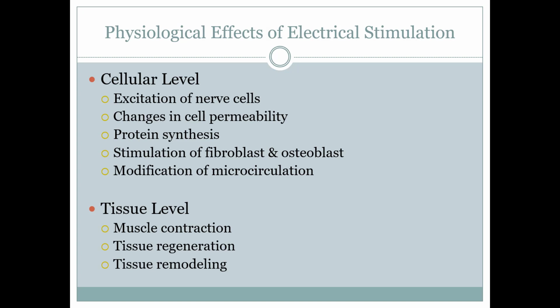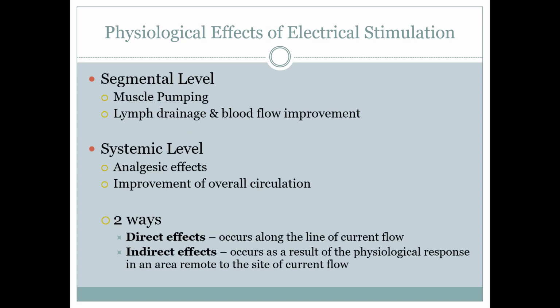At a tissue level, the application of electrical stimulation results in frequent muscle contractions, tissue regeneration, and increased tissue remodeling. At a segment level, the application of electrical stimulation results in muscle pumping action, lymphatic drainage, and blood flow improvement. At a systemic level, the application of electrical stimulation results in analgesic effects and improvement of overall circulation.